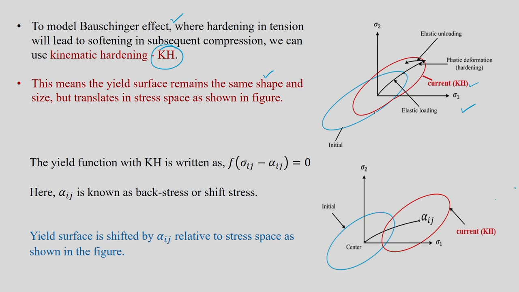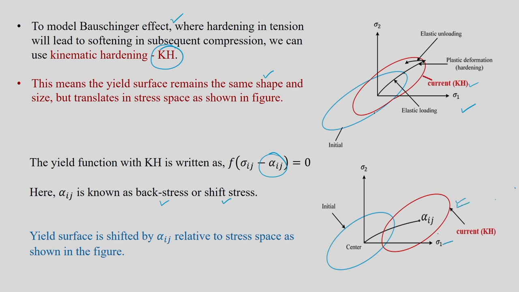So, how are we going to write it? We are going to write that yield function, any yield function you pick up, with respect to kinematic hardening, if you want to write it, then you can write the function of sigma ij minus alpha ij equal to 0, where alpha ij is called the back stress or shift stress. So, what do you mean by alpha ij? Alpha ij means it is a back stress or shift stress, which can be defined schematically like this.